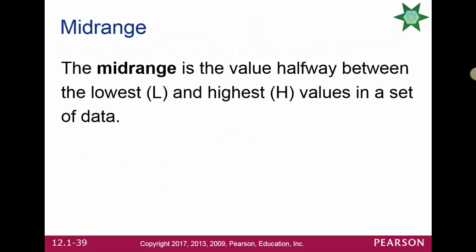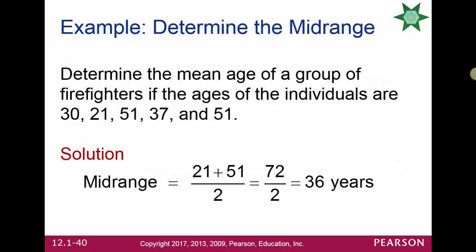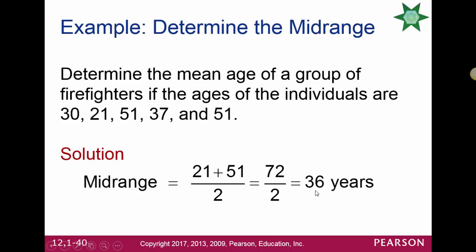The mid-range is the value halfway between the lowest and the highest values in a set of data. So if we go back to the firefighters, we're going to take the lowest value, which was 21, the highest value, which was 51, and take the average of those two. And the mid-range for that firefighters would be 36 years.